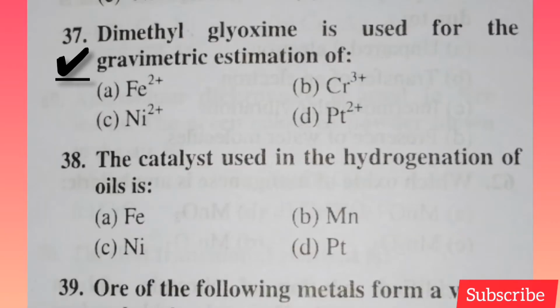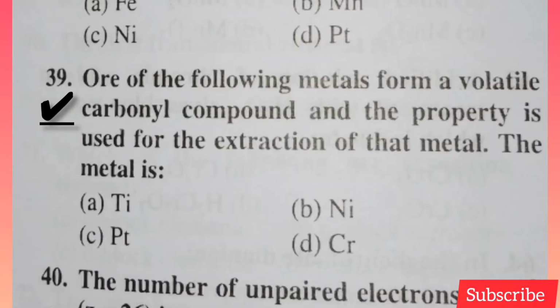Dimethyl glyoxime is used for the gravimetric estimation of, option C is correct. The catalyst used in the hydrogenation of oils is, option C is correct. Ore of the following metals form a volatile carbonyl compound and the property is used for the extraction of that metal.